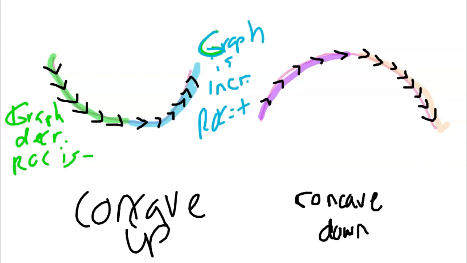But this half of the picture over here is decreasing, and that means that my rate of change is negative. Whereas on this side over here, my graph is increasing, which means that my rate of change, ROC, rate of change, is positive. Okay? So concave up and concave down can be either decreasing or increasing.